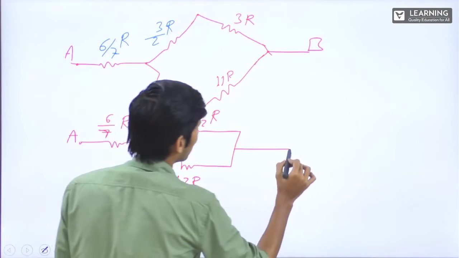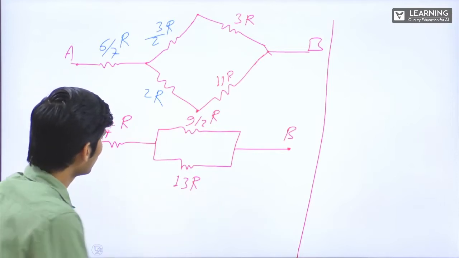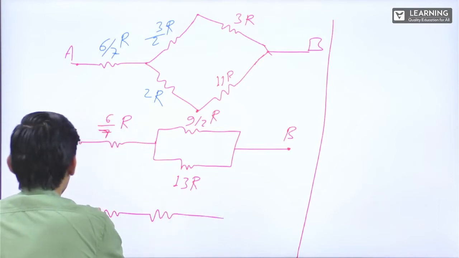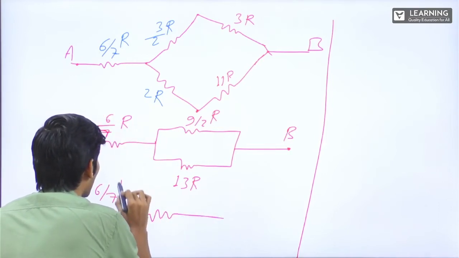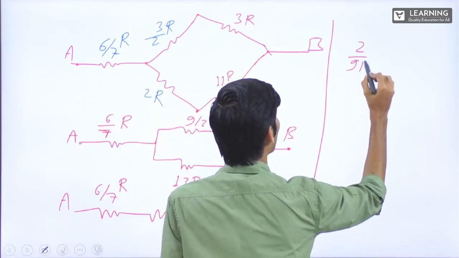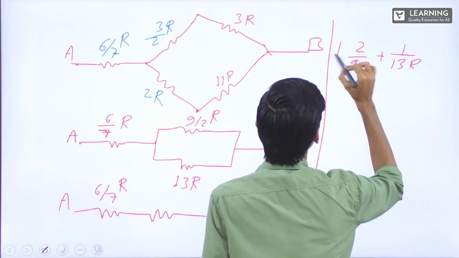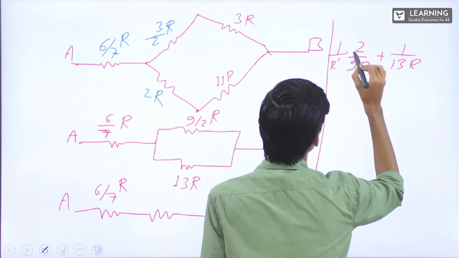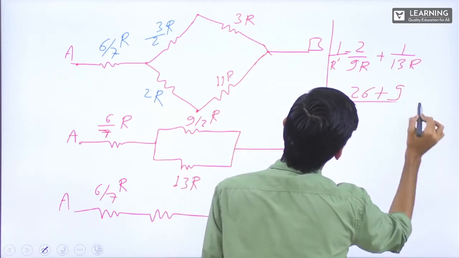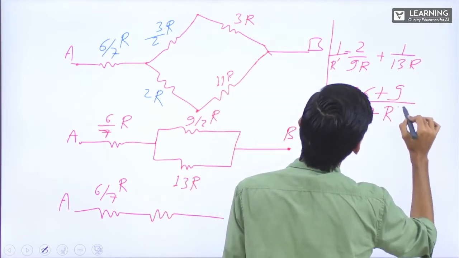A point, B point. From here, 9 by 2 and 13. If I take out the R equivalent of this, A point, 6 by 7R, this will be, let me do it here, 2 by 9R plus 1 by 13R, 1 upon, let's say, R dash something, okay? So this will be 13 to the 26 plus 9 upon 117, 9 to the 27, 7 to carry 117 R square, right?